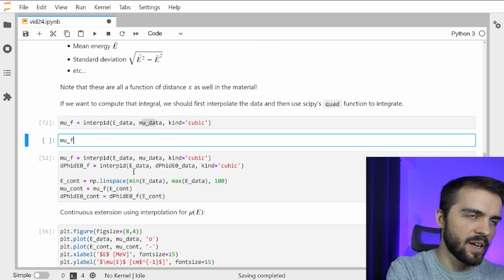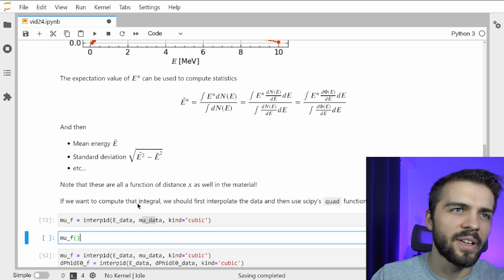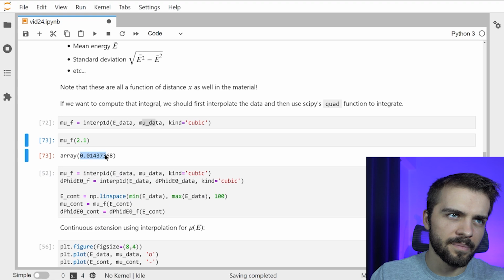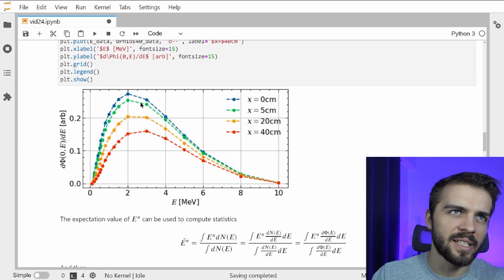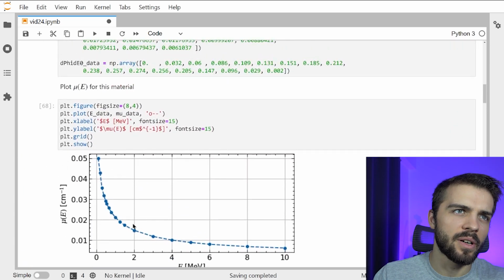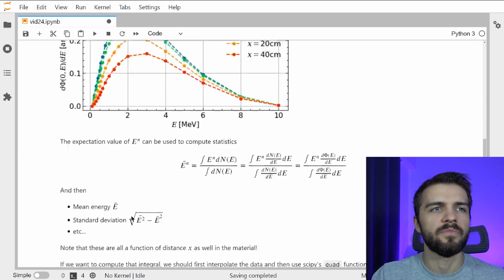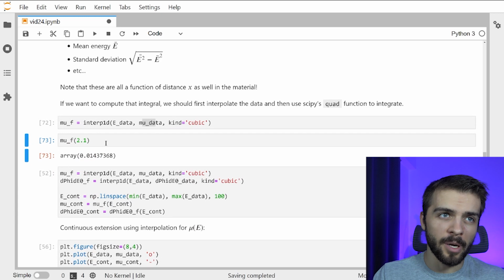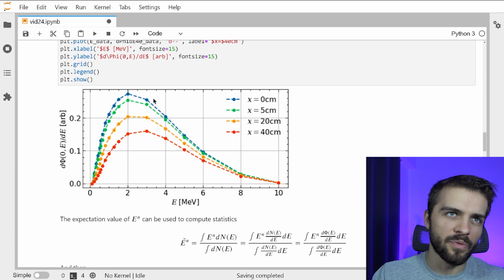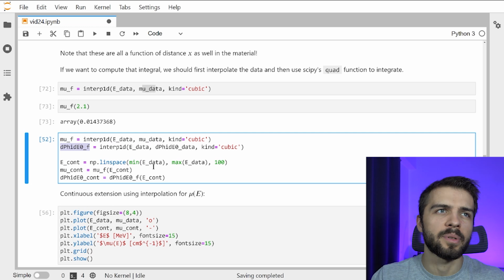If I go mu f and say I want mu f at, let's look at it at like 2.1, we don't have that data point. So I can look at 2.1 and it returns a number. It returns a value here that will be interpolated like this. This is the spectrum. Mu f is this quantity here, so it's interpolating this curve. I look at it at 2.1 and it returns an actual value here, which is nice. And I can look at that for a bunch of different values. So I have my mu f and I also have the spectrum f. So I have an interpolation for this as well. I give it a number and it returns a number, and it's using cubic interpolation.